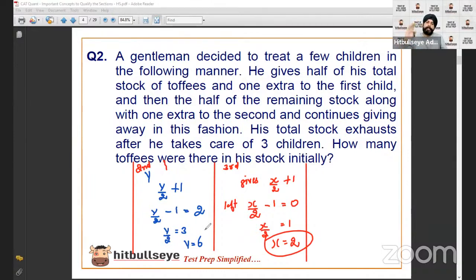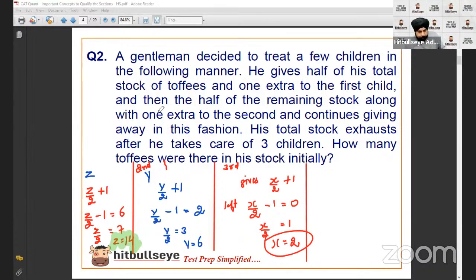Now apply the same logic once more because he distributed the toffees like this to 3 children. Say he had Z. He gave Z by 2, is left with Z by 2, then gave one more, left with one less, and he has 6 left. So Z by 2 becomes 7 here, or the value of Z becomes 7 2s are 14. So people, 14 becomes the answer for this question. He was having 14 toffees with him before he started distributing the toffees in this manner. Okay, I hope this is clear to every one of you.